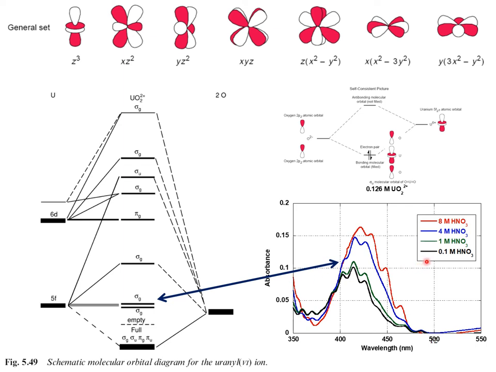And here's an example of data for uranium-6, the uranyl ion in nitric acid from 0.1 to 8 molar. We see the very characteristic peak with some changes due to change in speciation as a function of nitrate concentration.